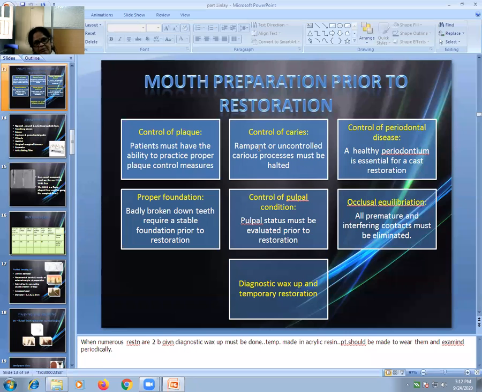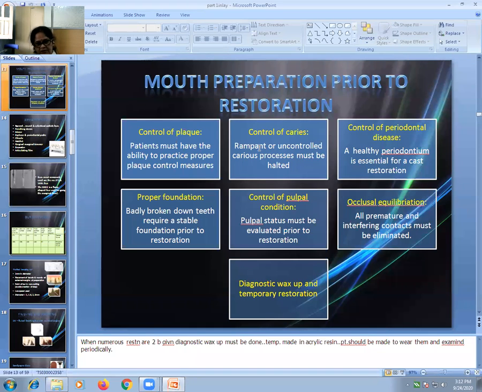What exact preparation you have to do before you start with the restoration is you have to control the plaque, as hygiene maintenance is important with this restoration. You have to control the caries rate, you have to control the periodontal diseases, and anything else there. If the cavities are too deep, you need to have the proper base, proper foundation for the restoration to sit. If that is not there, you can't give a stable restoration at that place.